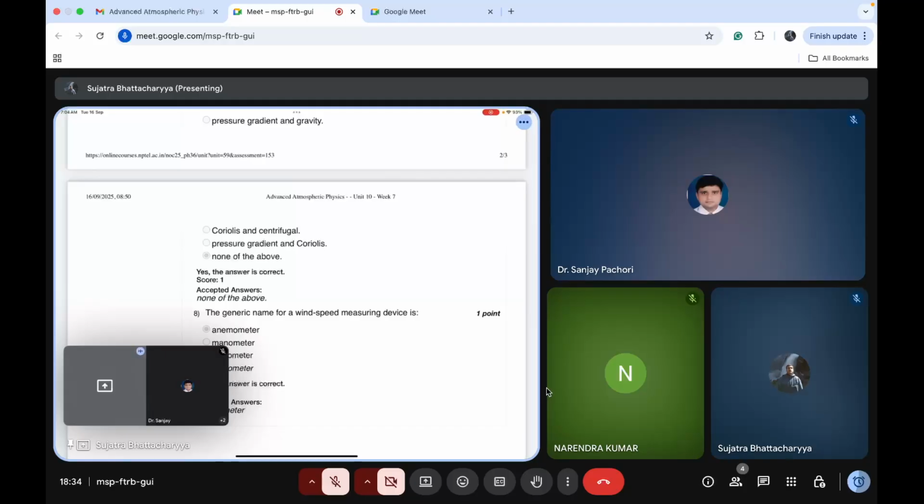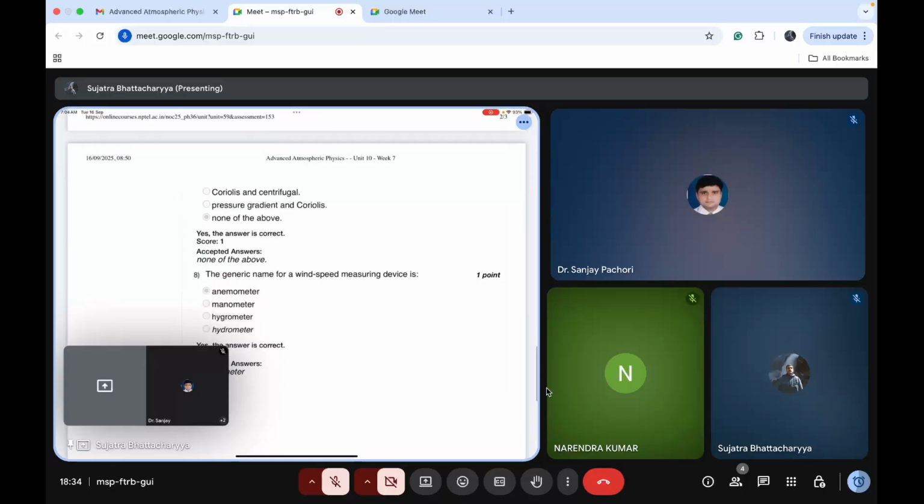All right. Next is the generic name for a wind speed measuring device. So a wind speed measuring device is an anemometer. This is very common and it is known, so I have nothing here.